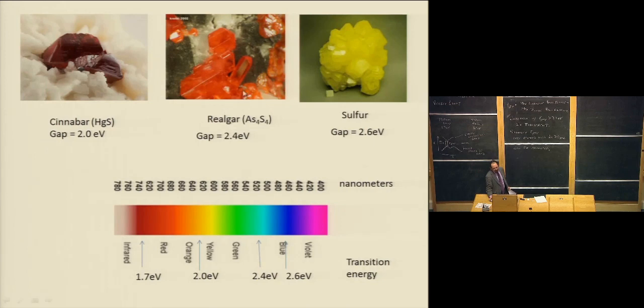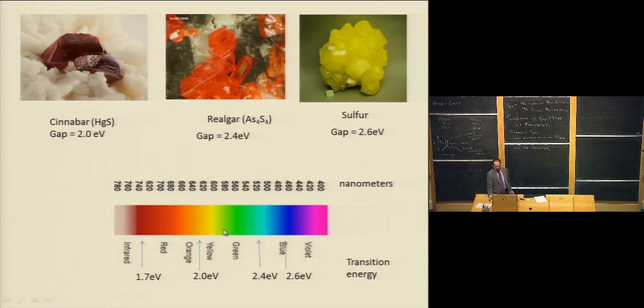If you look at this material, realgar, it has a slightly larger gap, 2.4 eV, well, all the way out here, and it looks a little bit more orange because the red, the orange, the yellow, and even some of the green gets through the material, and all the higher frequencies, the blues and the violets, do not get through the material, they get absorbed. So this actually ends up looking kind of orange.